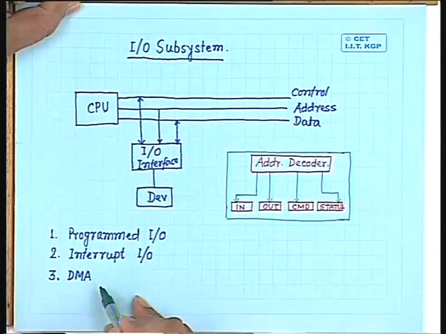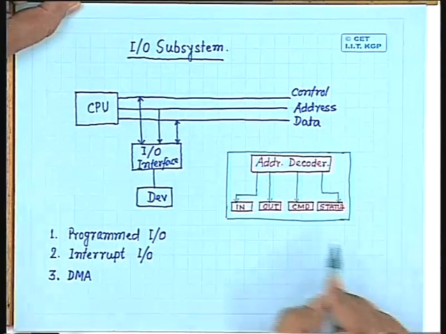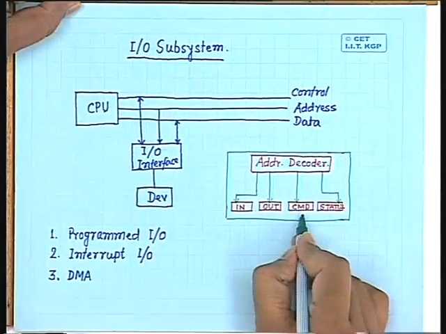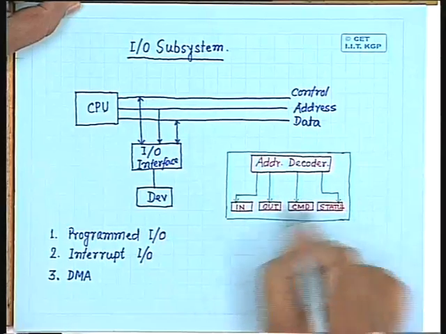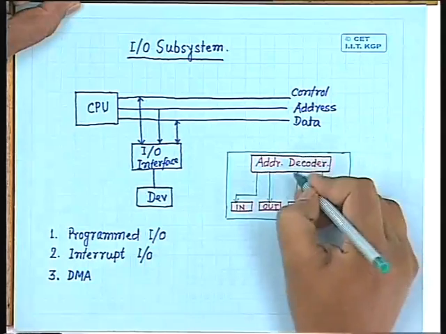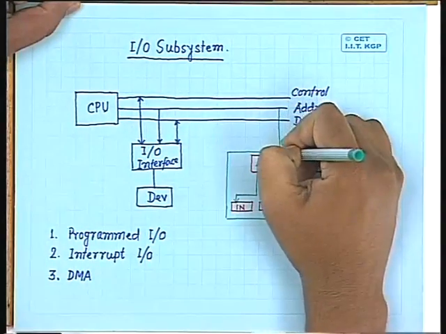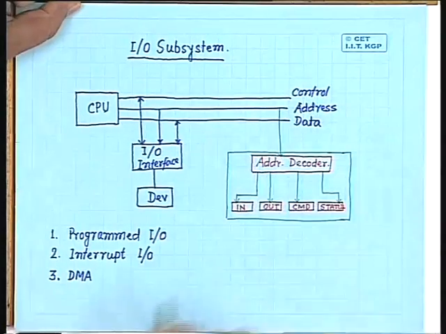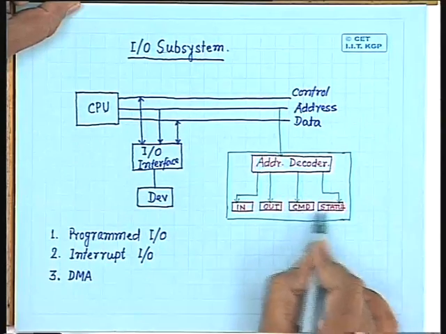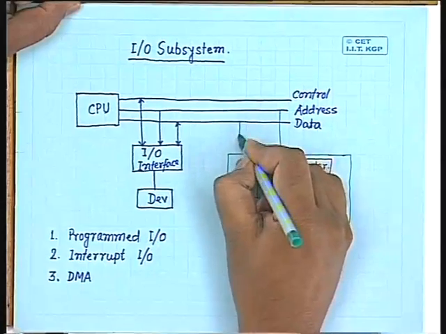DMA is a kind of such channel. I'll come to that. So in this case, with the in and out registers, command register, and status register, you can control all the input-output operations. Obviously, this address decoder will have a connection from the address bus. All these registers, the in register, out register, command register, and status register, will have a connection with the data bus. So I can put it this way.